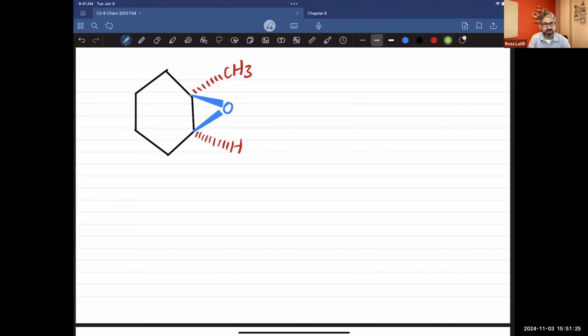I'm here with another lecture about the epoxide. I want to practice some more examples about nomenclature of epoxide, and after that we will practice some methods about how to prepare them.